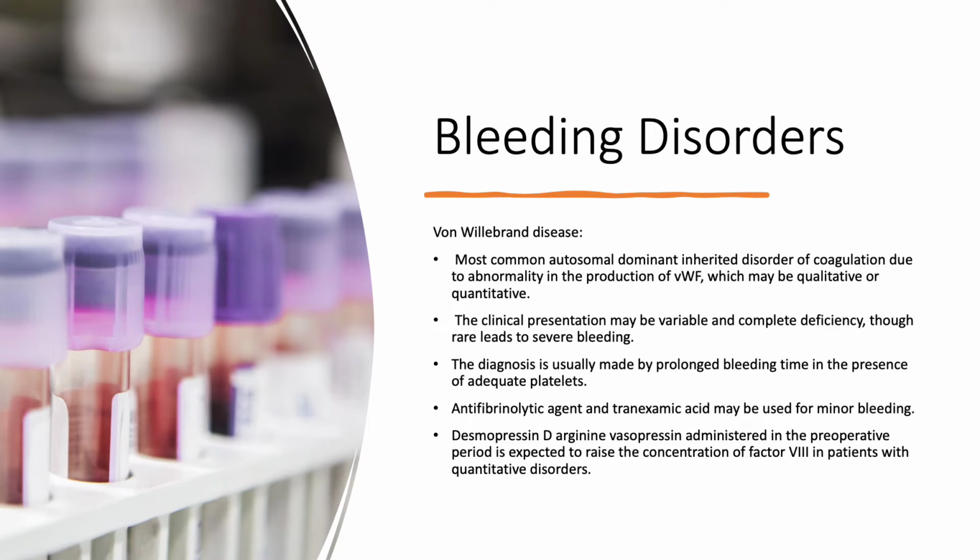Von Willebrand disease is the most common autosomal dominant inherited disorder of coagulation, due to abnormality in the production of von Willebrand factor, which may be qualitative or quantitative. The clinical presentation may be variable, and complete deficiency, though rare, leads to severe bleeding. The diagnosis is usually made by prolonged bleeding time in the presence of adequate platelets.